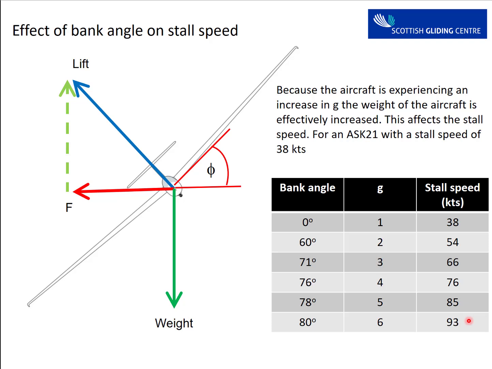So one thing we have to be very careful of is that when we're in a bank turn and we're pulling g, we have to be very aware that our stall speed is not constant, and that our aircraft will stall at any speed depending on the load factor or g that we are pulling.